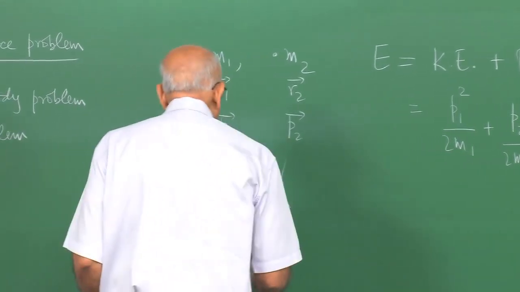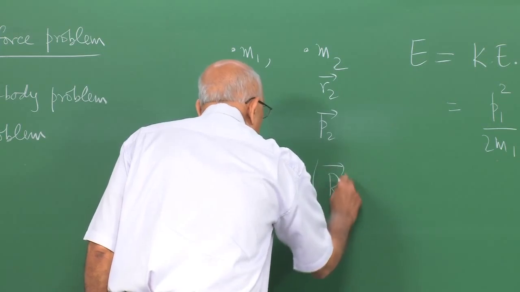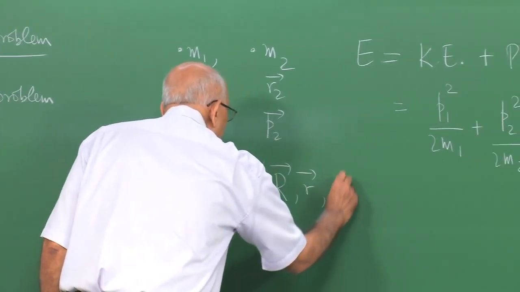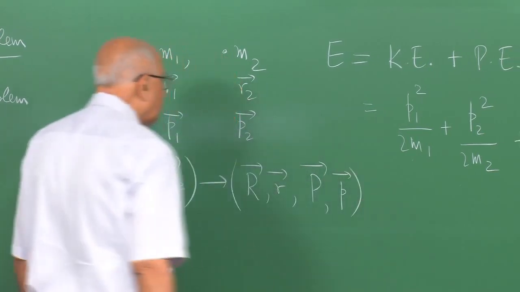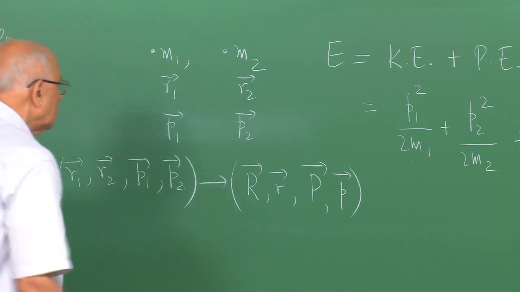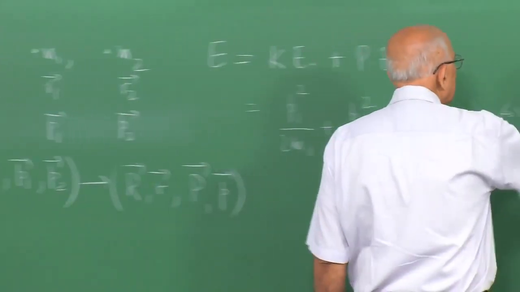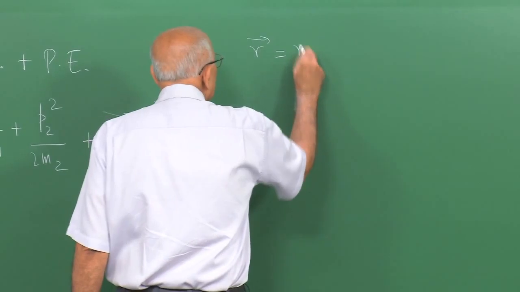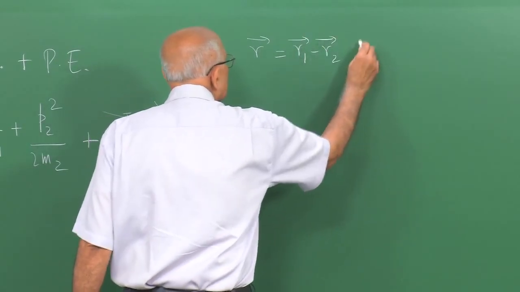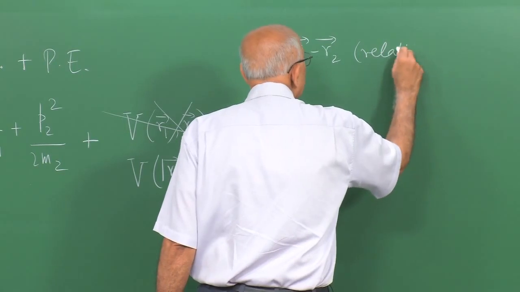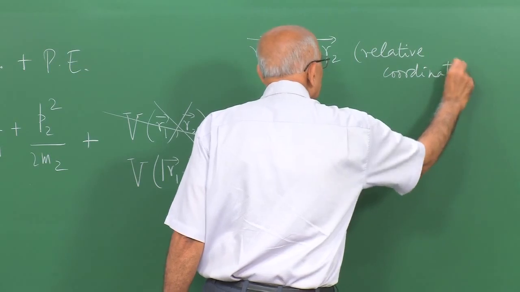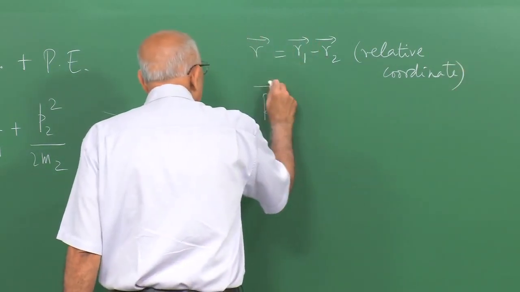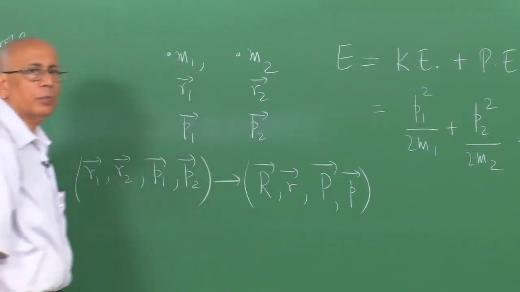And these new coordinates are the following. One uses capital R, little r, a capital P corresponding to capital R, and a little p, which have the following properties. This coordinate, little r, is by definition r1 minus r2, and that is the relative coordinate, and capital R is the coordinate, not surprisingly, of the center of mass of the two particles.